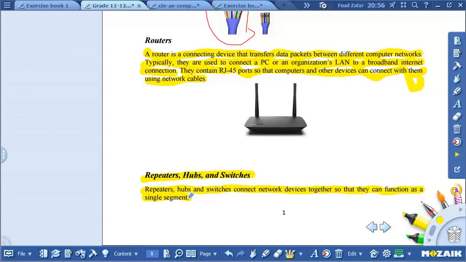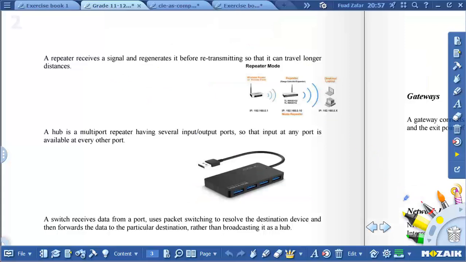There's a difference between hubs and switches. Switches, it provides data to specific devices. That means you can give access to Google to one person, and another person you can give access to YouTube. That means you can control the port. Let's go into more detail here.